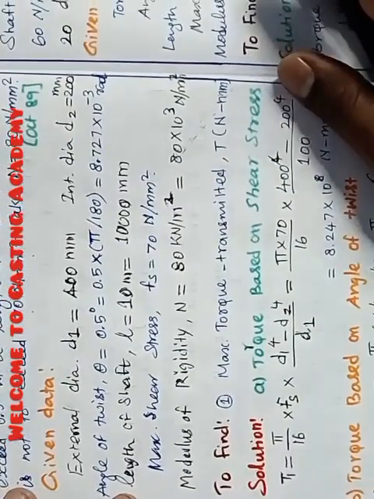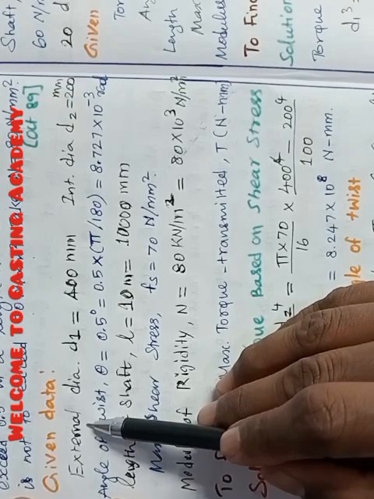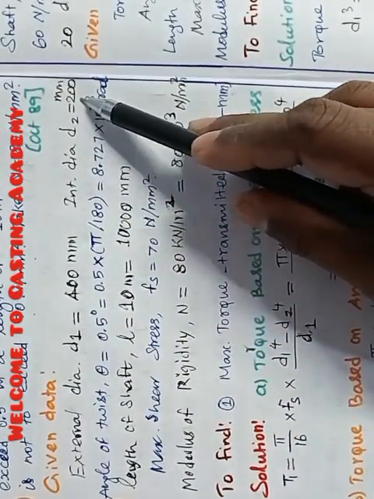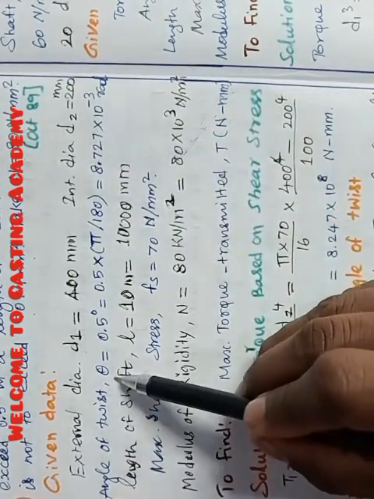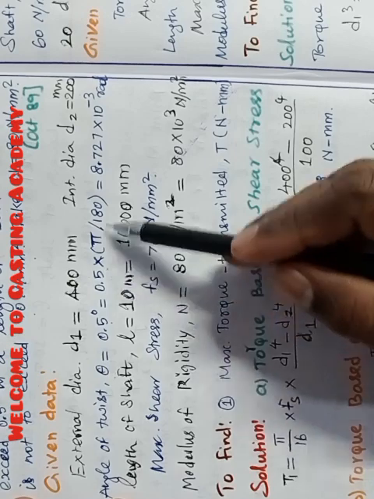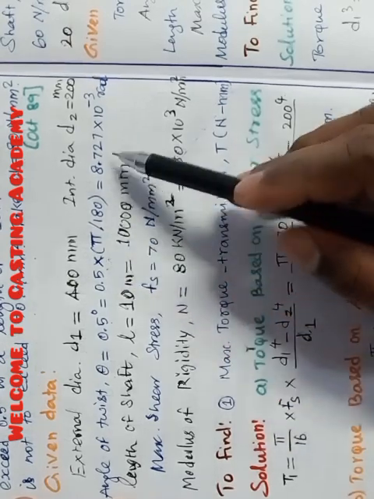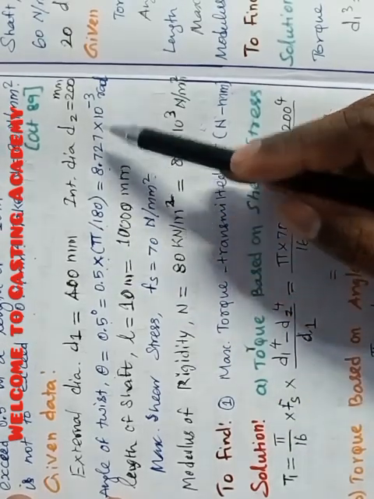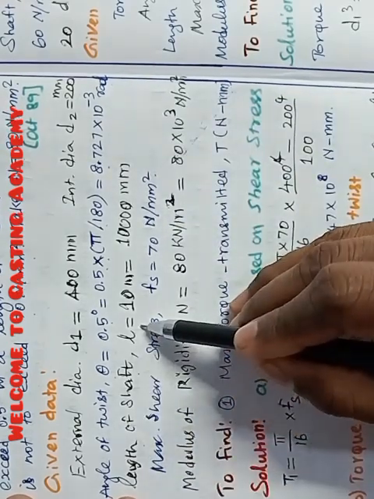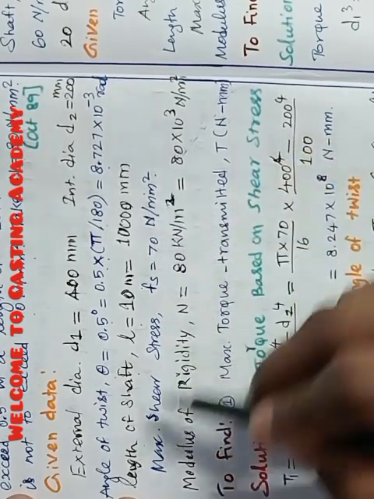So first, you write down the given data. External diameter D1 equal to 400 mm and internal diameter D2 equal to 200 mm. Angle of twist theta equal to 0.5 degree. That can be converted to radian by multiplying with pi by 180. We got 8.727 into 10 power minus 3 radian. Length of shaft L equal to 10 meter, 10,000 mm.